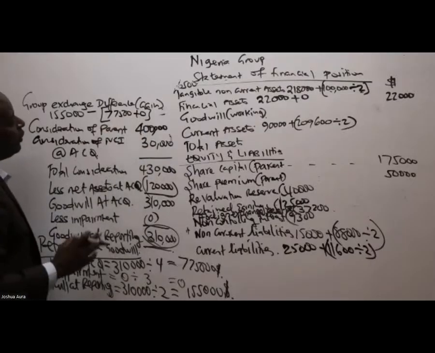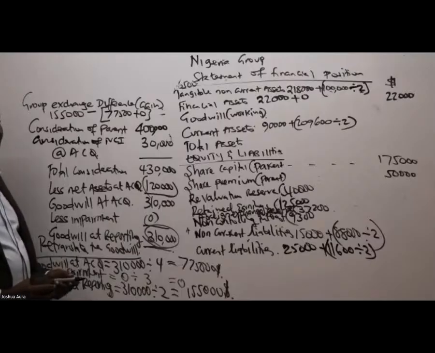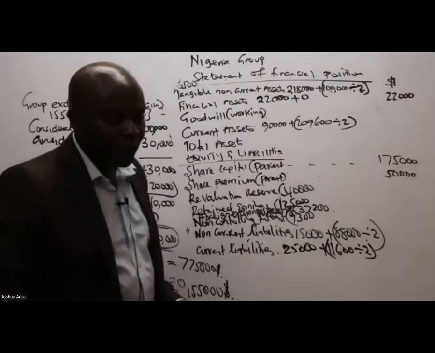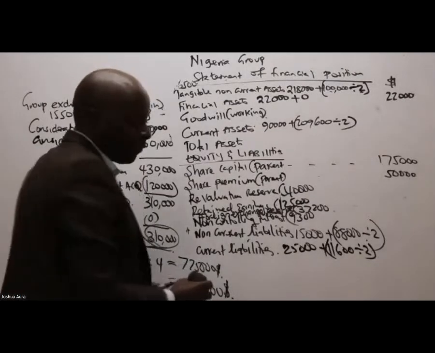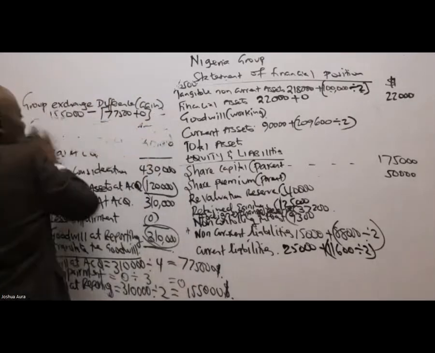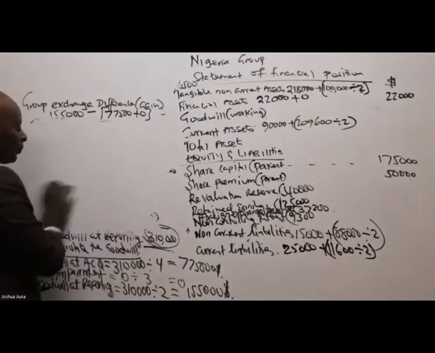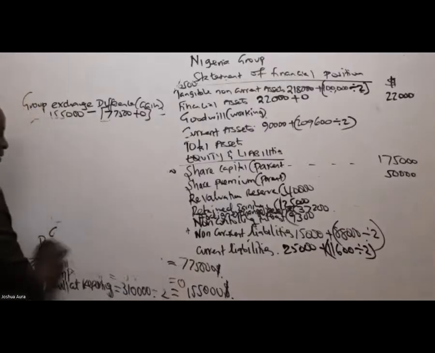So how much do we have there, somebody, as our group exchange difference? What amount do we have there? 72,500. Be given a figure of $72,500.